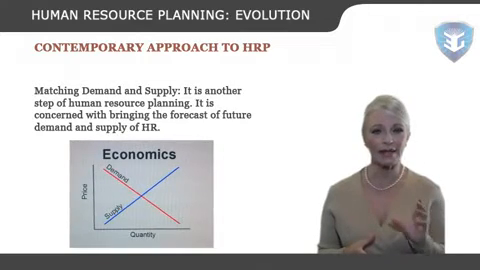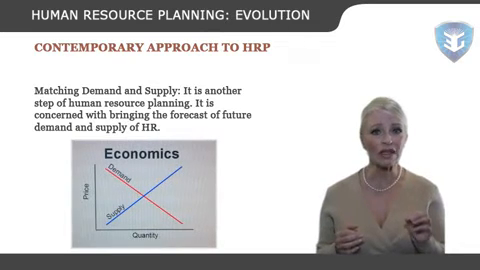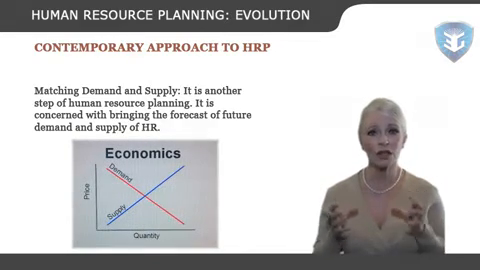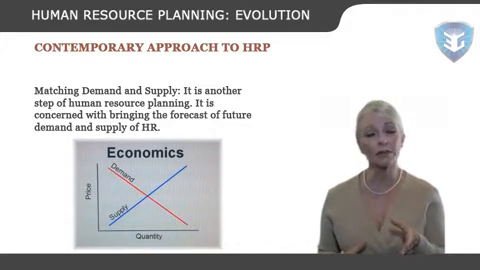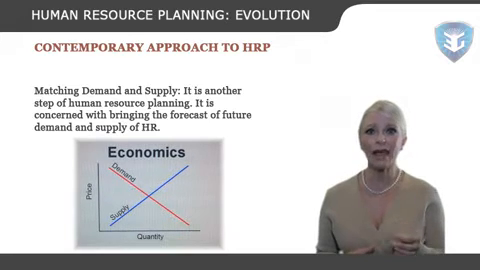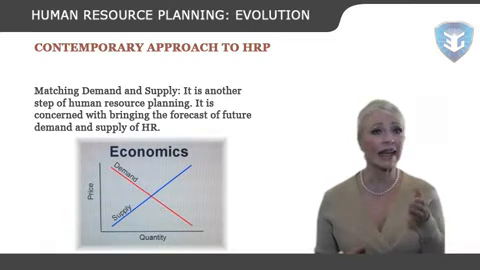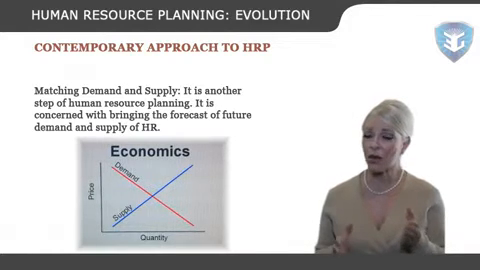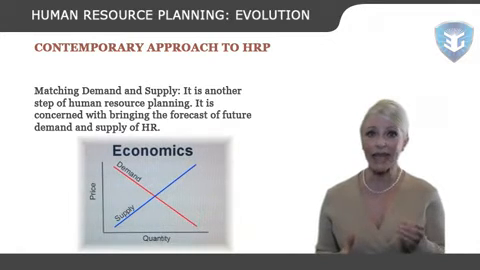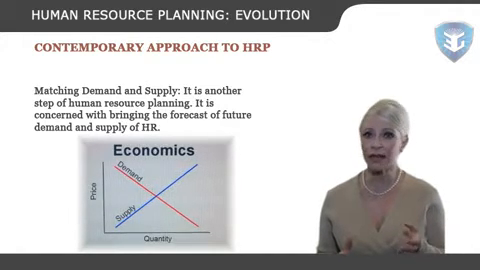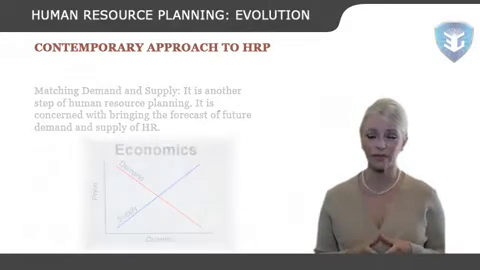Matching demand and supply. It is another step of human resource planning. It is concerned with bringing together the forecast of future demand and supply of HR. The matching process refers to bringing demand and supply into an equilibrium position so that shortages and overstaffing will be solved. In case of shortages, an organization has to hire the required number of employees.